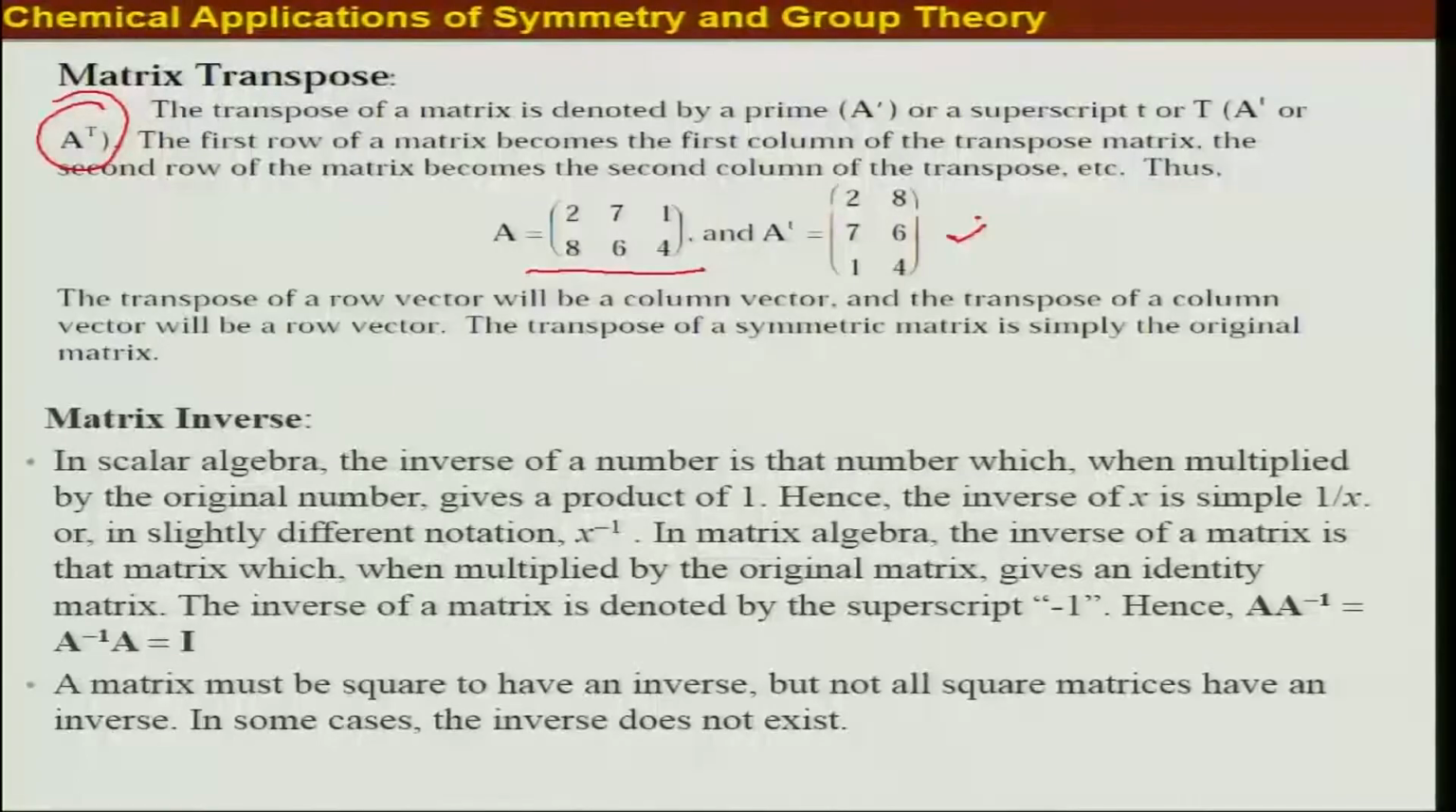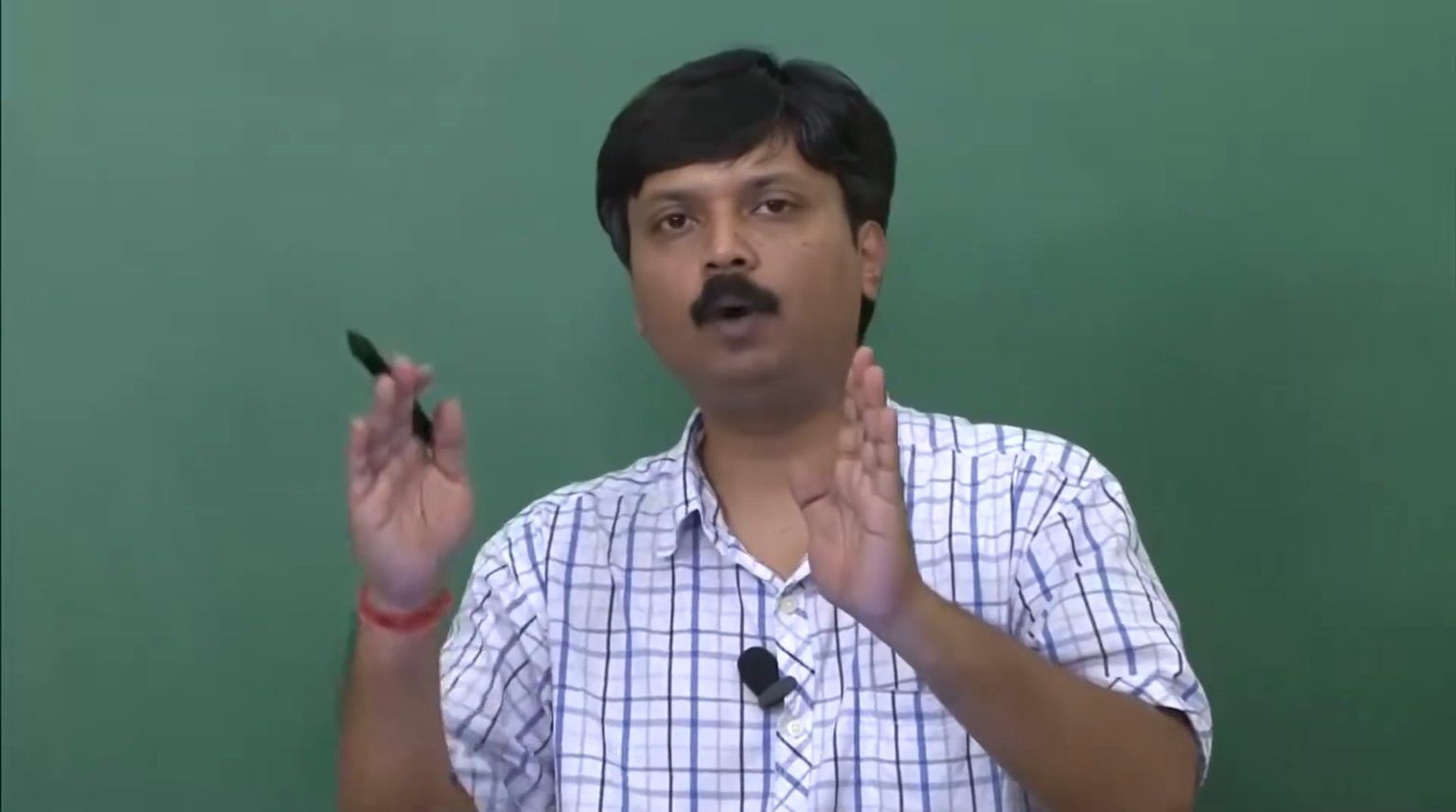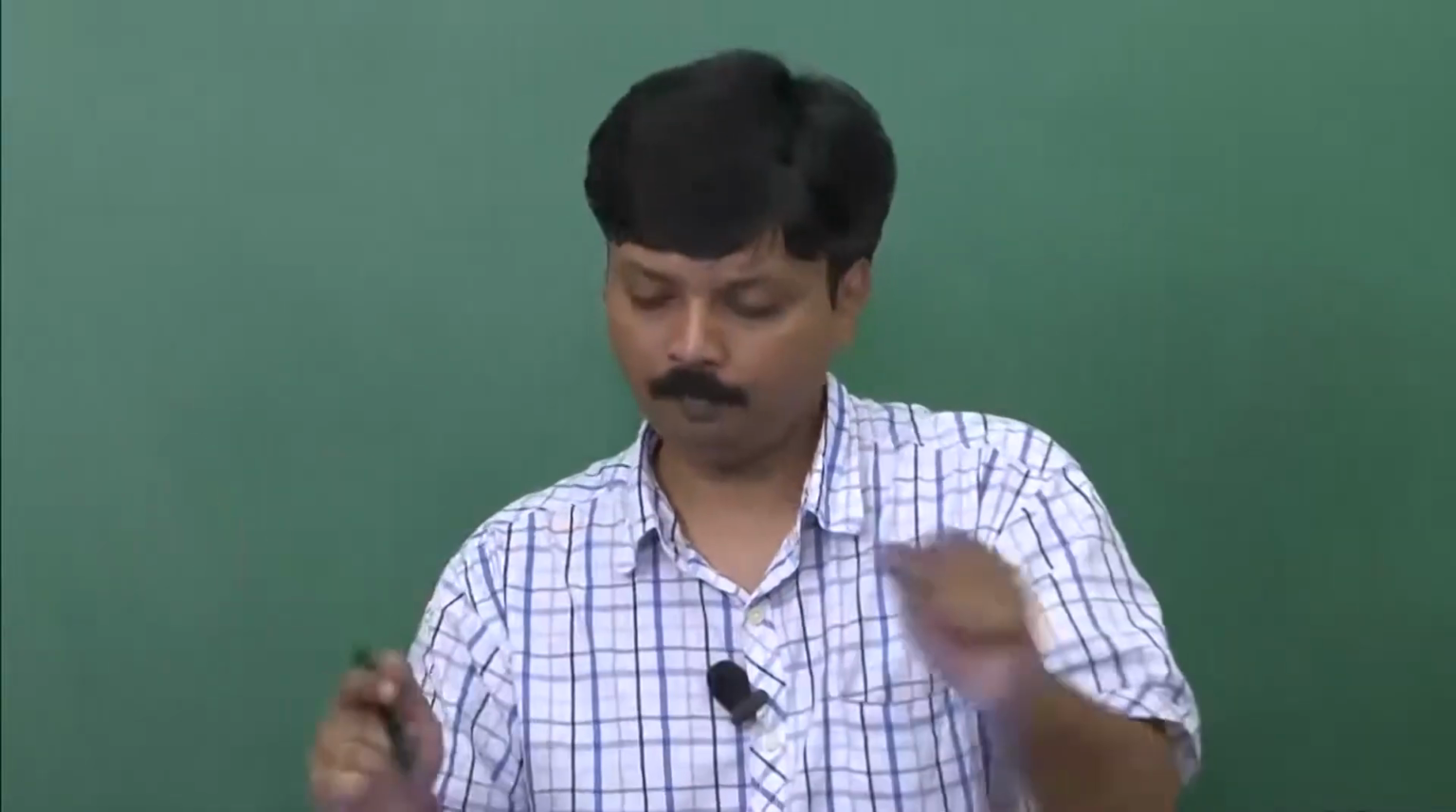All right. Next, we need to know what is the inverse of a matrix. In scalar algebra, the inverse of a number is that number which, when multiplied by the original number, gives a product of unity. Hence, the inverse of x is simply 1 upon x, because under multiplication x into 1 upon x will give me 1.